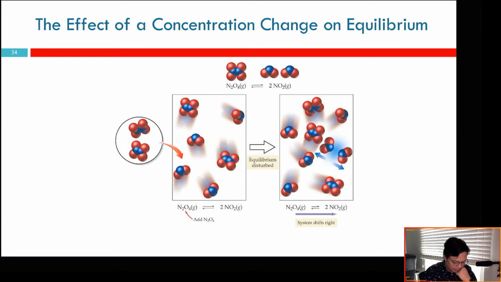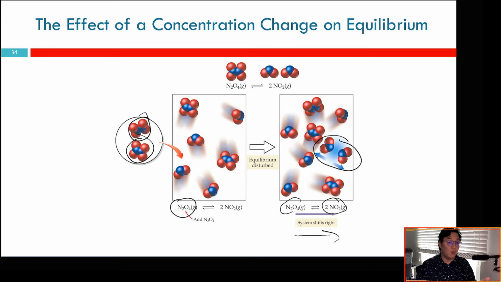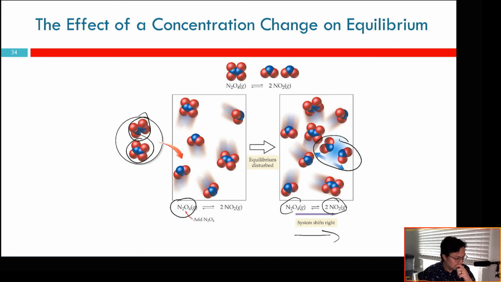Again, here we're adding more N2O. These are N2O molecules. As we add them, we have more molecules that can split apart, and the equilibrium is going to shift to the right because we added N2O, more of those are going to decompose. We're going to end up with more NO2 as well.